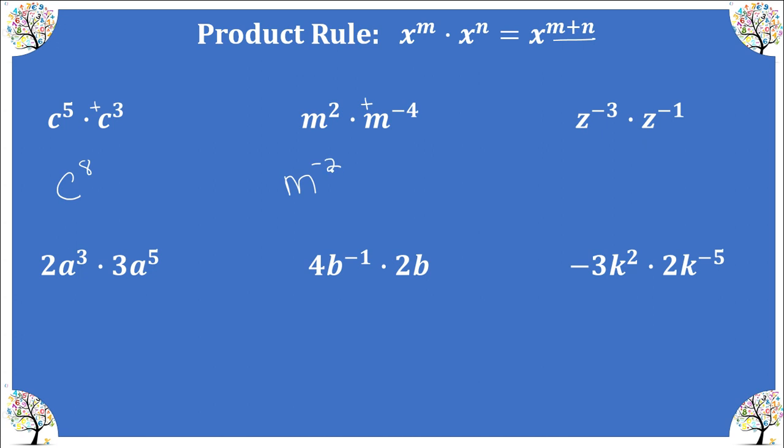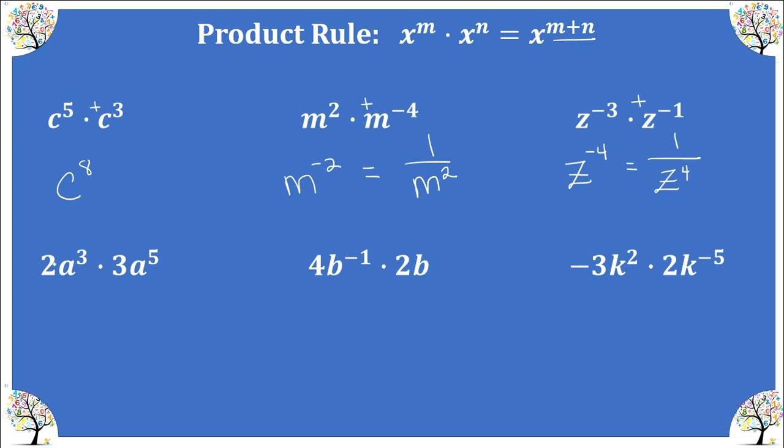Now remember, in our previous lesson, we learned that we do not need to leave an exponent as a negative. So we're going to have to reciprocate and move m to the negative 2 to the denominator, giving it a positive exponent. The next one, we have z to the negative 3 times z to the negative 1. We need to add these exponents. And now we need to simplify the negative. So we went from two factors to one factor.